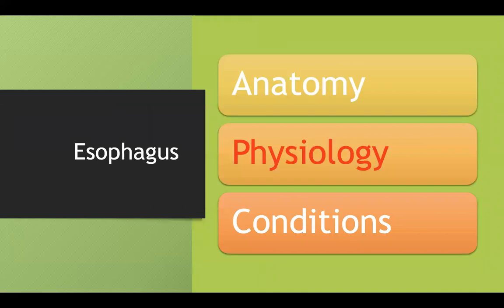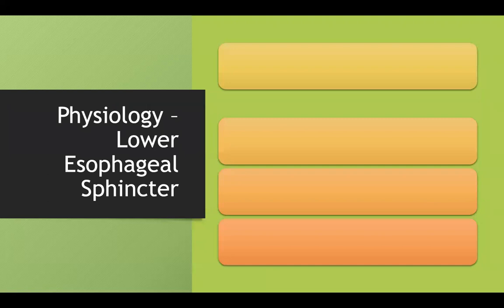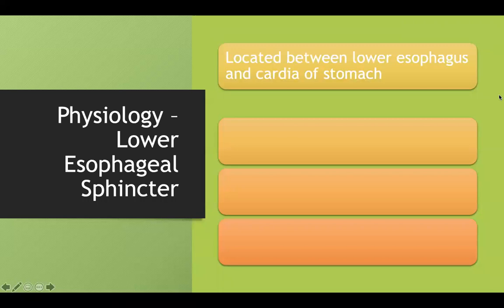Now we'll talk a little bit about physiology. And the big thing that you need to know physiologically is how the lower esophageal sphincter works, because there's going to be a few conditions that come up later on, when we talk about conditions like achalasia especially, that are dependent on the physiology of the lower esophageal sphincter.